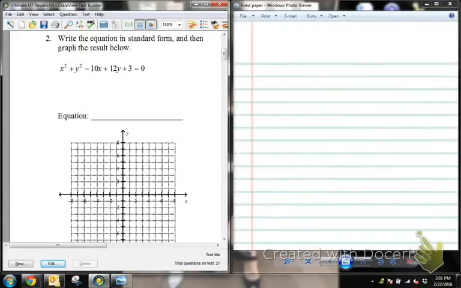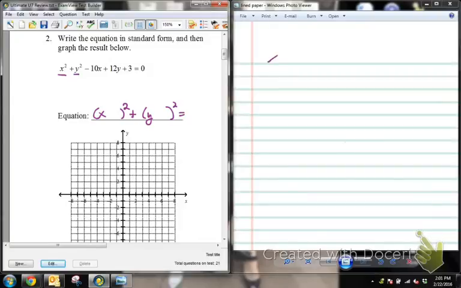In number 2, we're asked to write the equation in standard form and then graph the result below. And they're giving us this equation with x squared plus y squared minus 10x plus 12y plus 3 equals 0. And hopefully you notice right away that since both x and y are squared, this is going to be a circle, which means eventually I have to have something that looks like this. There's x, there's y. You just have to figure out what's going in with each variable and what the radius is. Now, if you remember something called completing the square, then you'll be able to do this one.